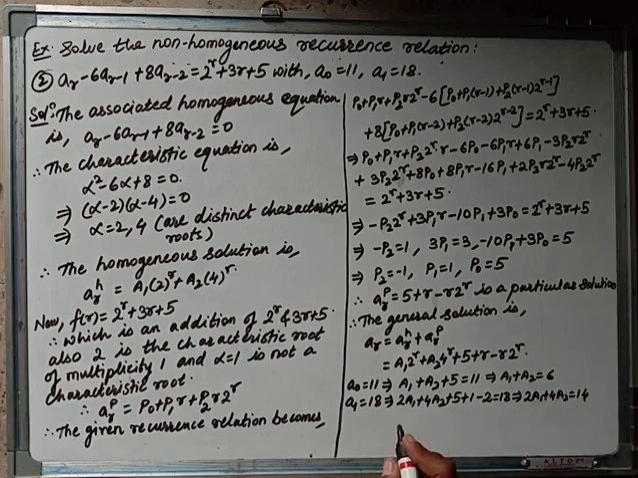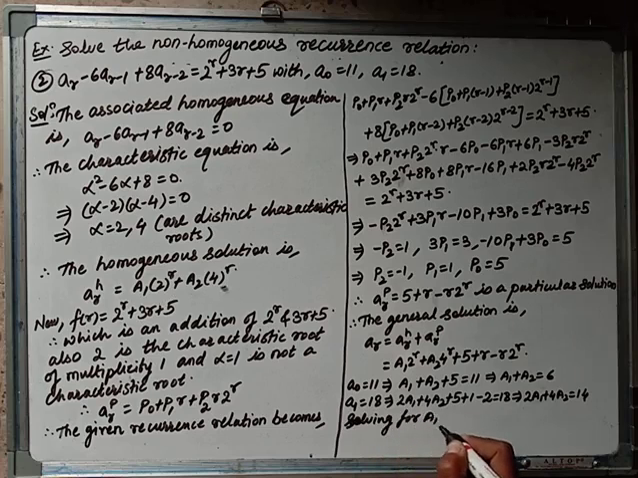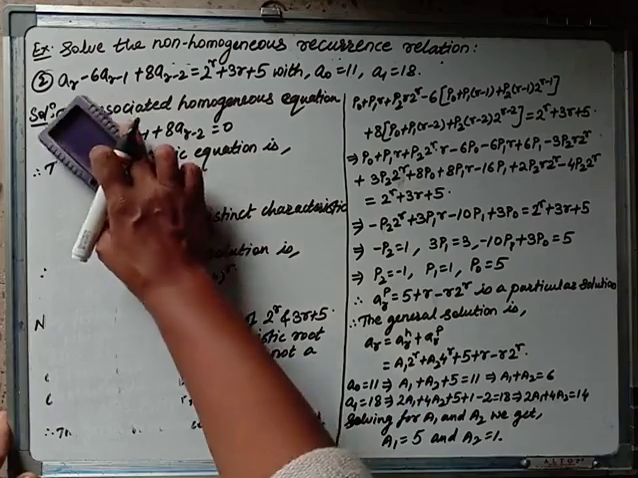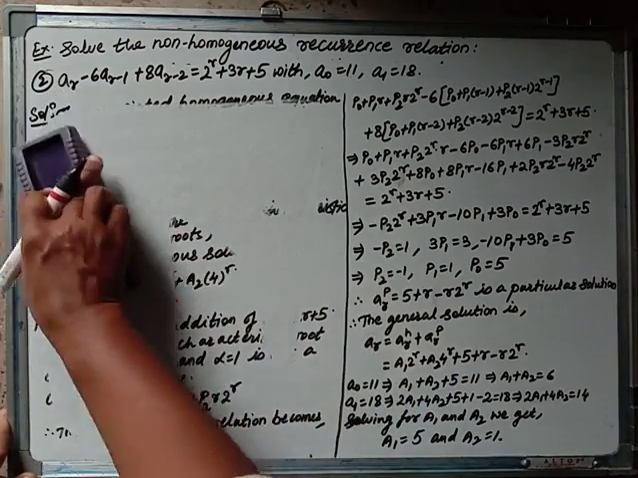Now solving these two equations for A1 and A2, we get A1 equal to 5 and A2 equal to 1. Okay. Now A1 is 5 and A2 is 1; put them in this general solution. That will be our required solution for the given recurrence relation.